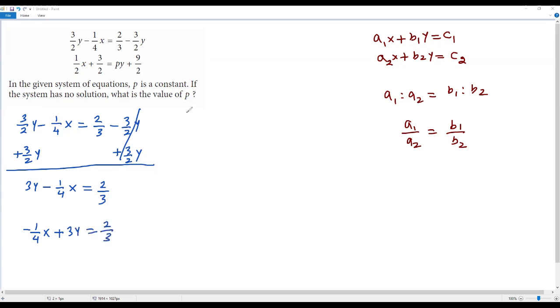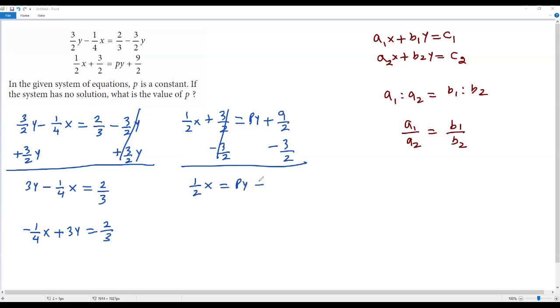Now let me take the second equation, that is x + 3/2 = py + 9/2. Let me get rid of the constant on the left side. For that, I have to subtract 3/2 from both sides. When I do so, the positive and negative values cancel. I'm getting 1/2 x = py + 9/2 − 3/2, and when I simplify this, I'm getting 3. Now we have to get rid of this py on the right side. For that, I have to subtract py from both sides. When I do so, the positive py and negative py cancel. I'm getting x − py = 3. Now I have both equations in standard form.